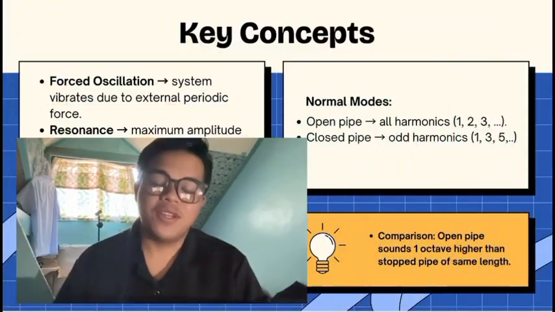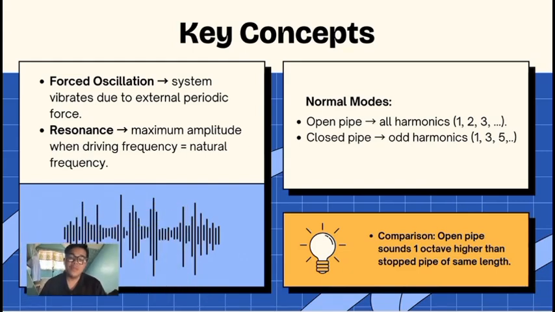First, we have forced oscillation. This is like when you pluck a guitar string and it keeps vibrating because your fingers gave it the initial push. Or when you blow air into a flute, the air column vibrates due to your breath. And that's the external force.